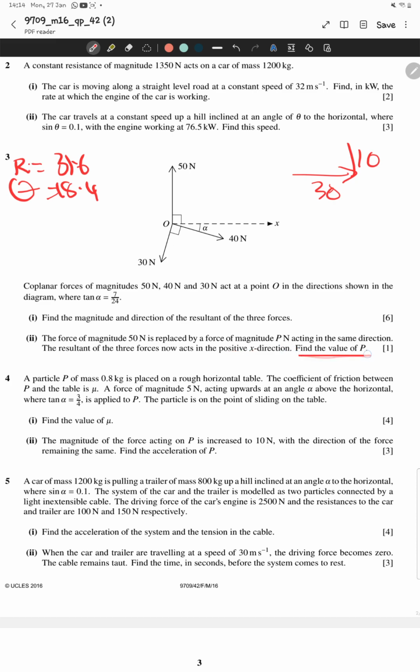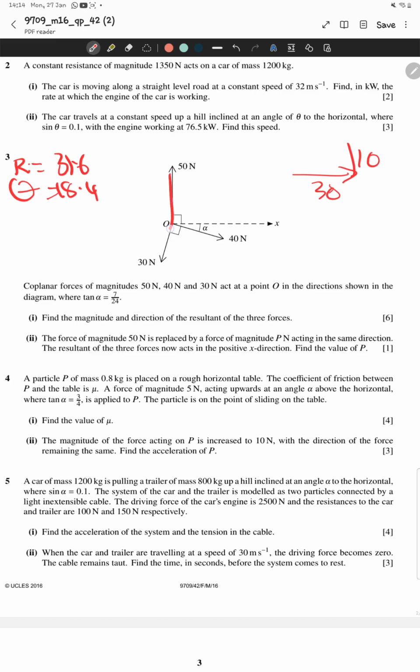Find the value of P. They're basically saying that the resultant of the three forces now acts in the positive x direction. Positive x direction was which one? Here, right? This way.